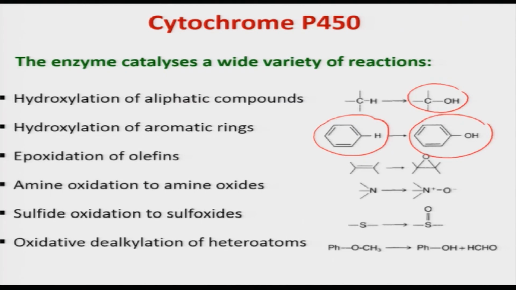Epoxidation of olefins: the olefin gets converted to epoxides as shown. Amine oxidations to amine oxides, N to NO, sulphide oxidations to sulfoxides, S to SO, and oxidative dealkylation of heteroatoms. For example, if it is PhOMe, it gives PhOH plus HCHO. So, there are many such reactions I can write, which are basically catalyzed by cytochrome P450 in our body.